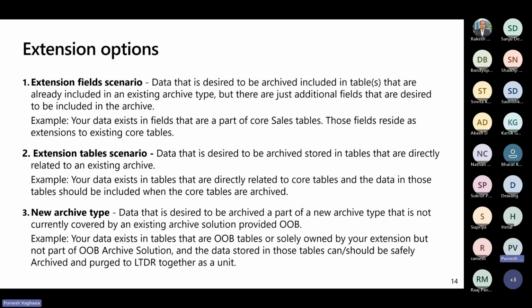So from an extension perspective, if you have any customization, it will fall into these 3 scenarios. One is custom fields, second is your custom table within the existing data archive scenario, and third is, yeah, I want to build my own custom scenario. So definitely the question would be, how can I identify all custom fields?